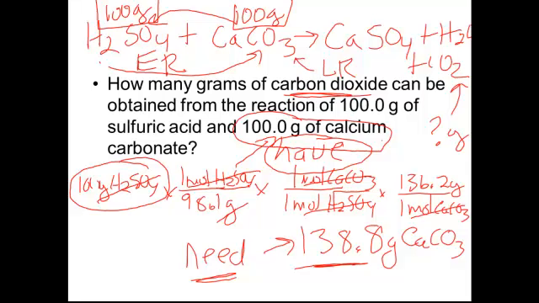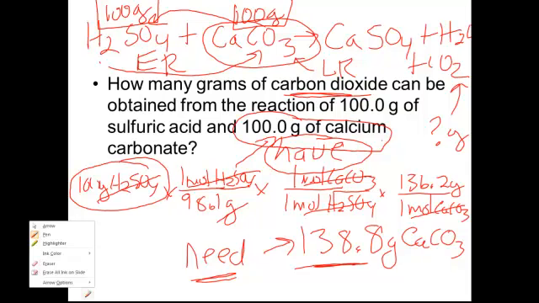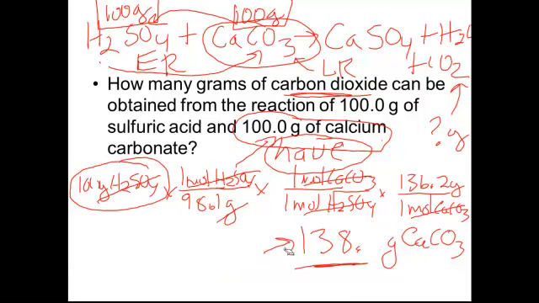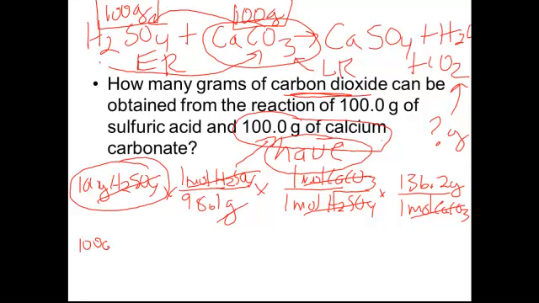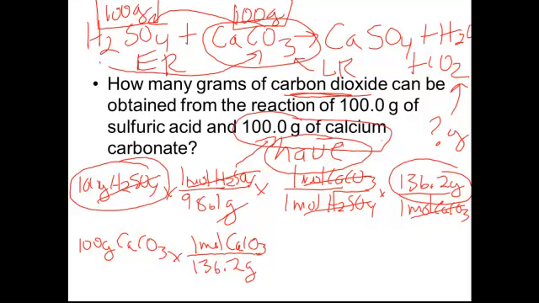So when we're actually answering the question, we're going to use the limiting reactant. That's the one that's going to make the reaction stop. So let's go ahead and do our next part. Since we know that calcium carbonate is the limiting reactant, we're going to use that. So 100 grams of CaCO3, and then we want to convert those grams to moles. Up here we found the mass already, 136.2 grams in 1 mole of CaCO3.